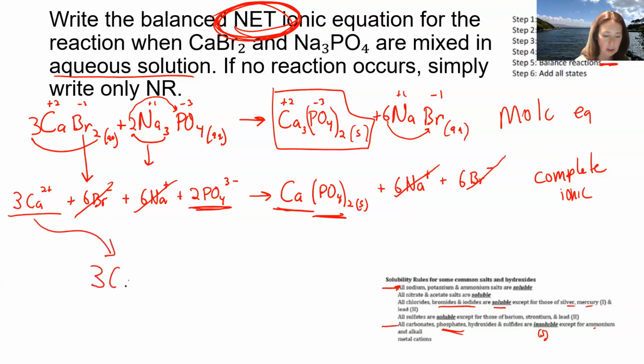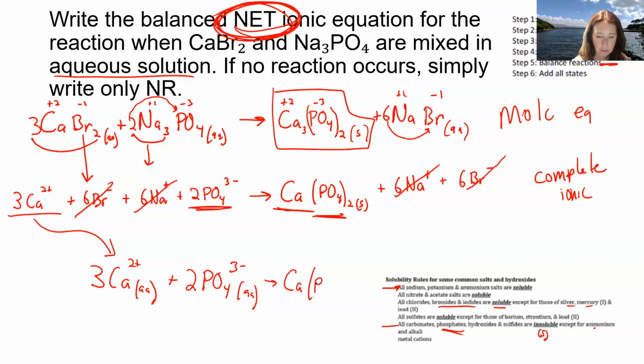So 3 Ca2+, and I'm going to put the states in this one because it's smaller and neater, plus 2 PO4 3-, aq, goes to Ca3(PO4)2, solid. Did I write that right?